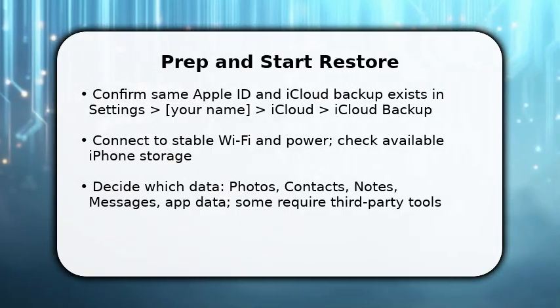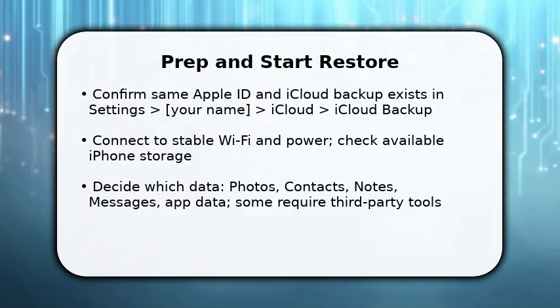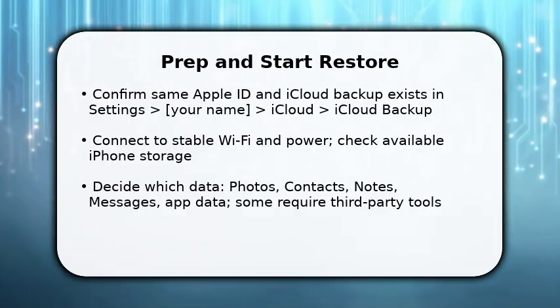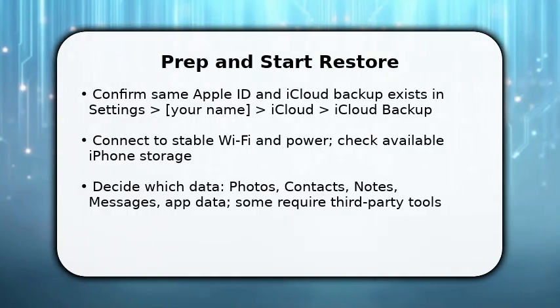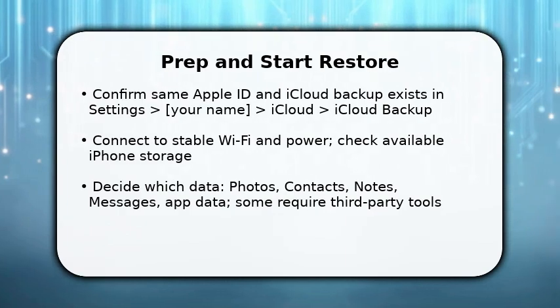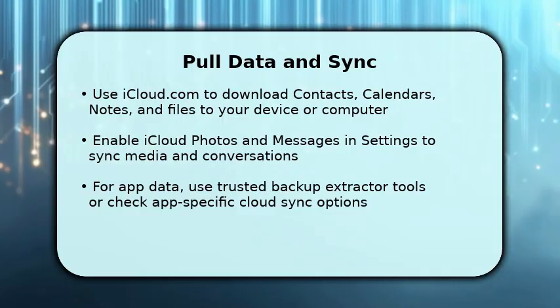Next, choose what you will restore now: photos and contacts versus full app states, because some app data can't be merged without a full restore. To start, open Settings, tap your name, then iCloud, and review which services are enabled for syncing, so you can pull data selectively. Now you'll pull data into place.